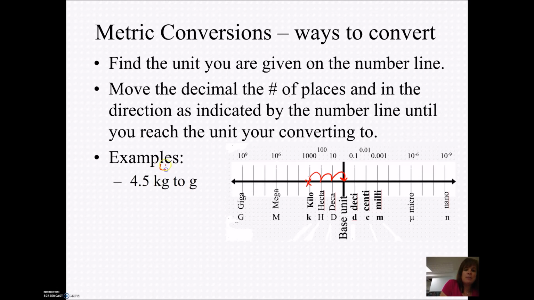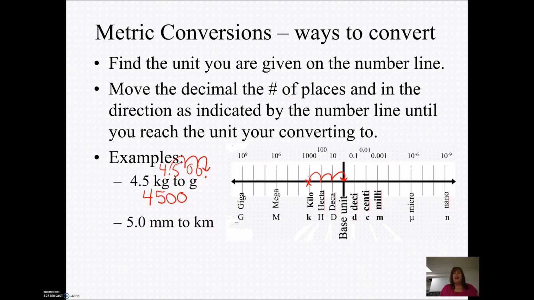So let me write this up here so it's easier for me to move the decimal. So that means I'm going to go 1, 2, 3, and I'm going to move the decimal here and fill this in with zeros. So that makes this 4,500. I moved that decimal over 3 places because that's how far, and I moved it to the right because that's where I have to go to get to the base unit.